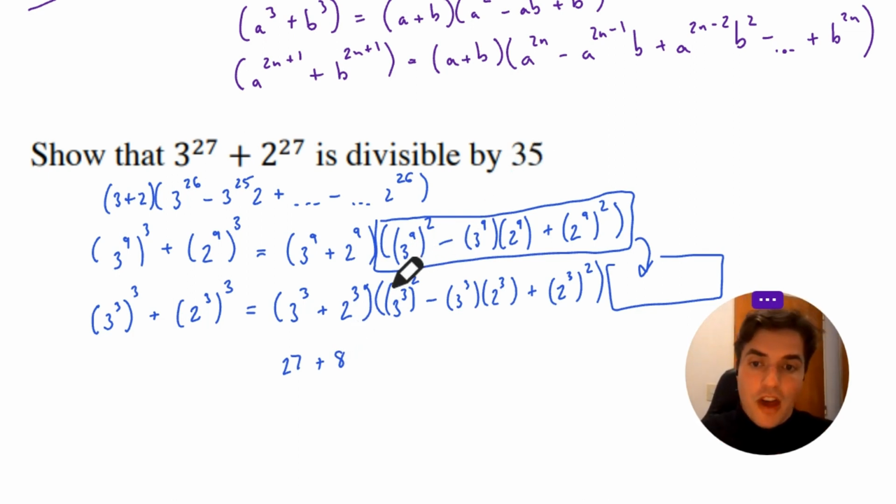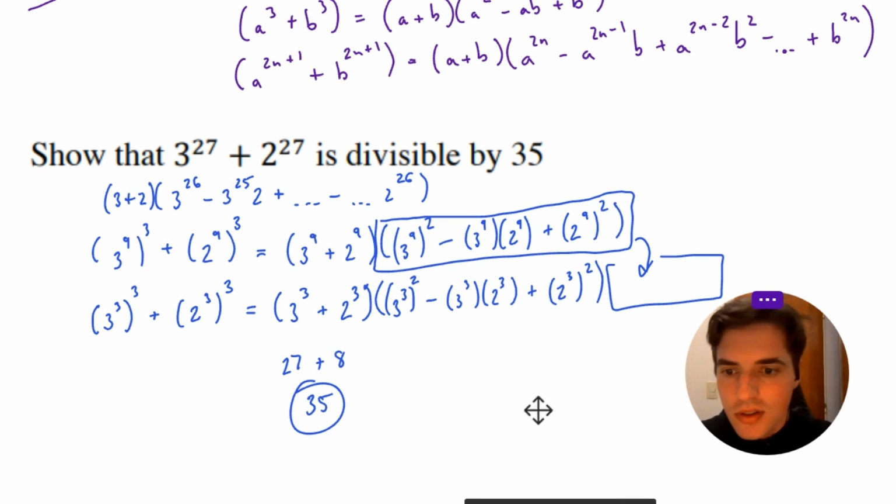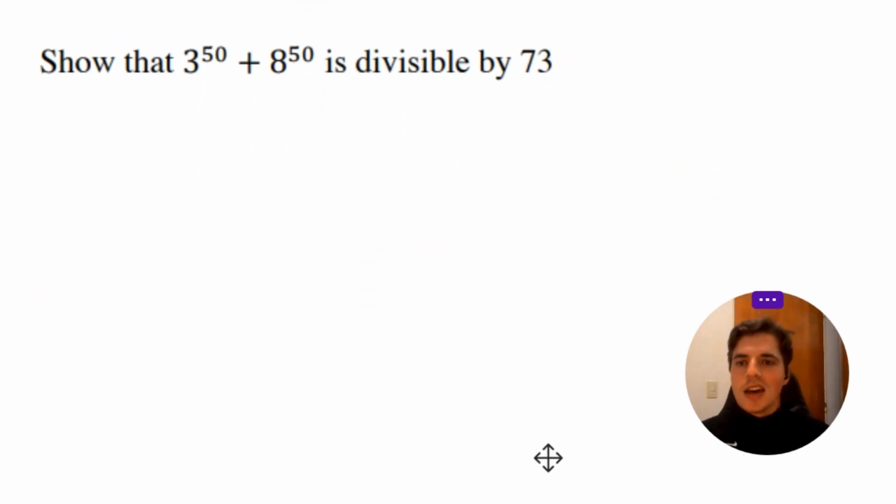We could get that 5 again, and we could get another number in parentheses here, which would probably be 7. But regardless, we see that 27 plus 8 is 35. This is a factor, one of many factors of 3 to the 27 plus 2 to the 27. Okay, let's do that again, but a little quicker.